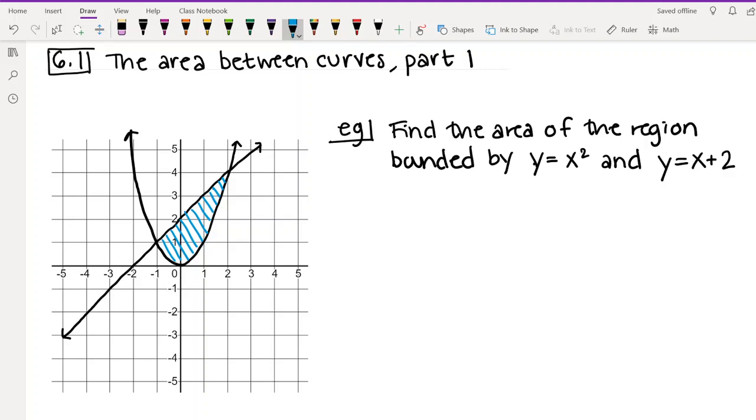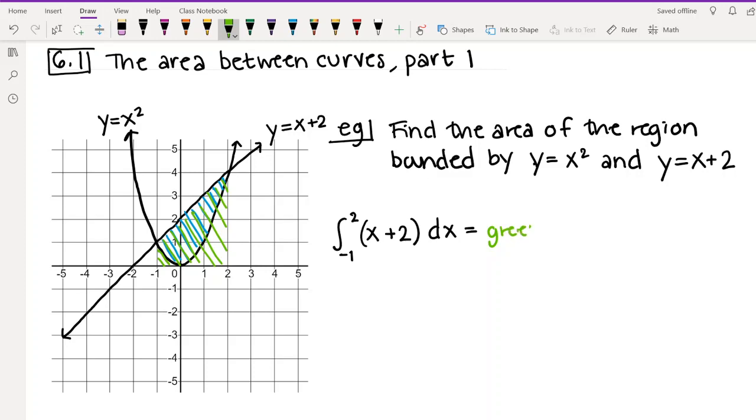So for example, let's say we were to integrate just the linear function. So here we have y is equal to x plus 2. Here we have y is equal to x squared. What would it look like if we were to take the integral of x plus 2 from -1 to 2? Well, that would give us this area in green. Right? So the integral from -1 to 2 of x plus 2 dx would give us the green region.